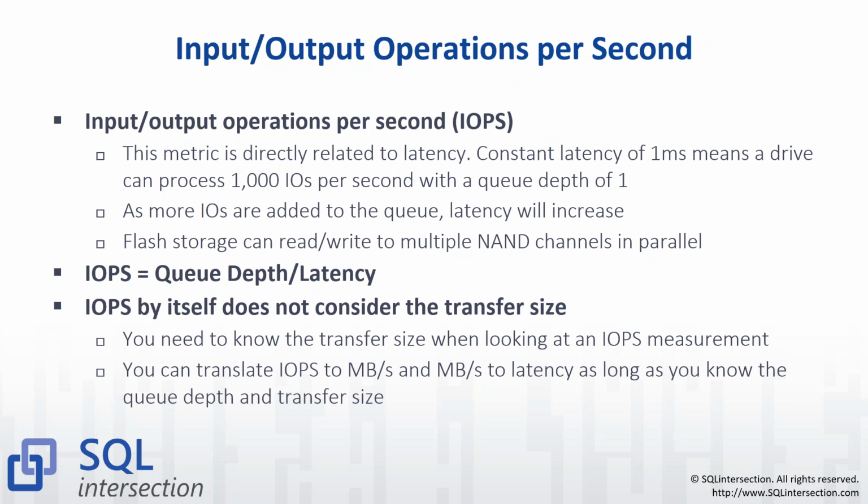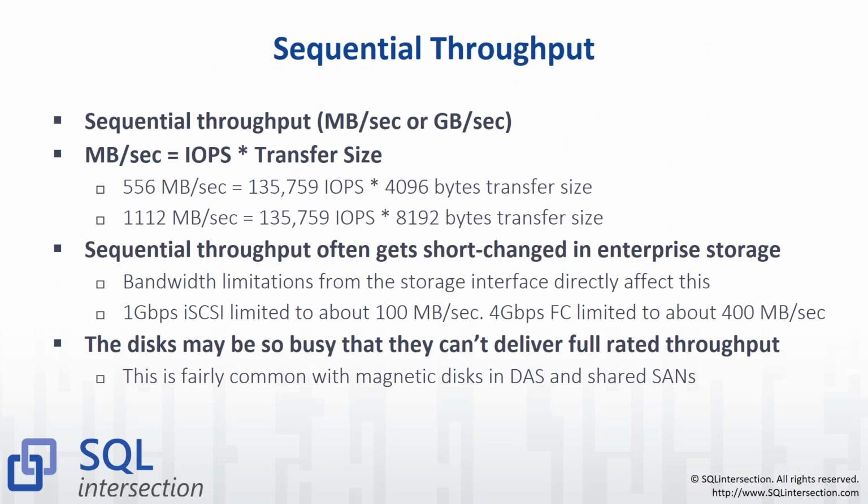So sequential throughput, that's the third one. And that's really the most important for a lot of things that we do as SQL Server DBAs. Again, with most storage that people deal with on production SQL servers, you're talking megabytes per second. But on good storage, it's gigabytes per second. You just take the IOPS times the transfer size. That's what I'm trying to say here.